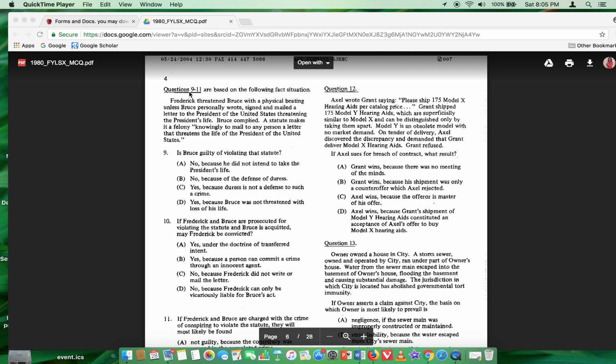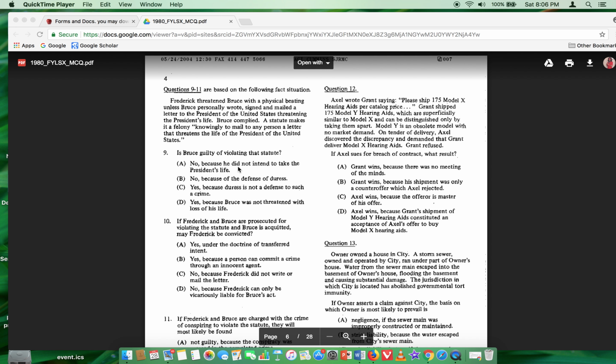Okay. Frederick threatened Bruce with a physical beating unless Bruce personally wrote, signed, and mailed a letter to the President of the United States threatening the President's life. Bruce complied. A statute makes it a felony knowingly to mail to any person a letter that threatens the life of the President of the United States. Now, question 9 asks, is Bruce guilty of violating that statute?